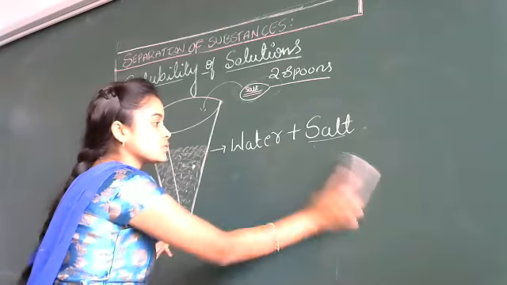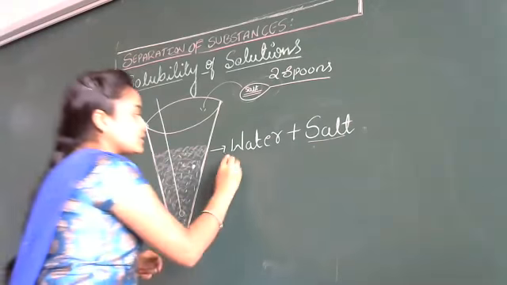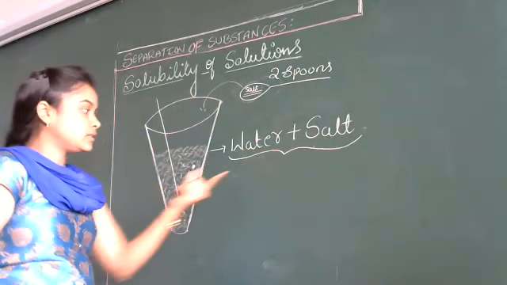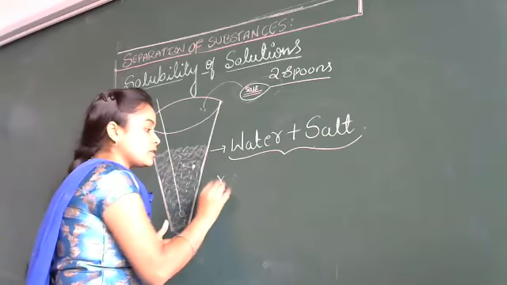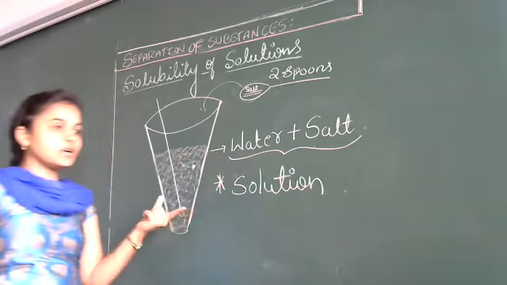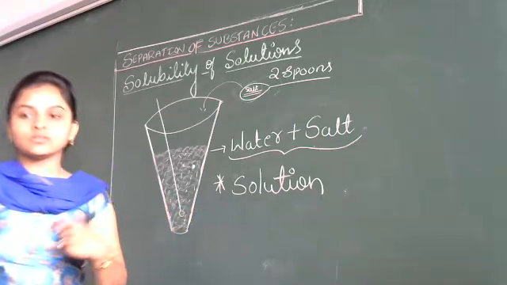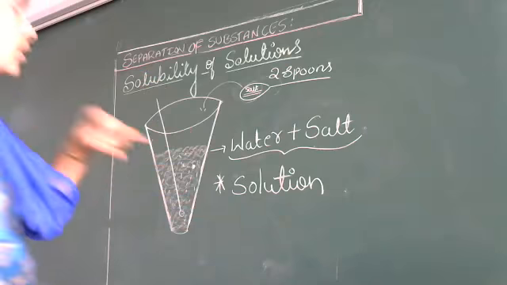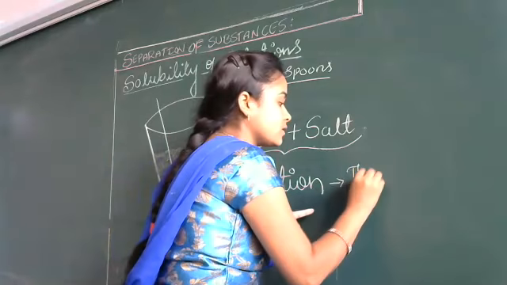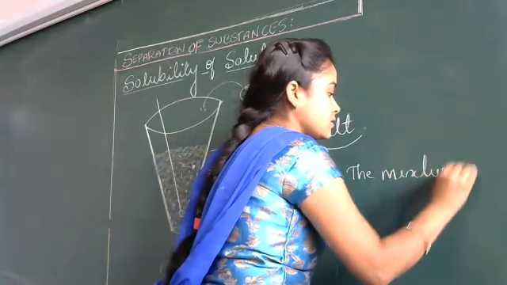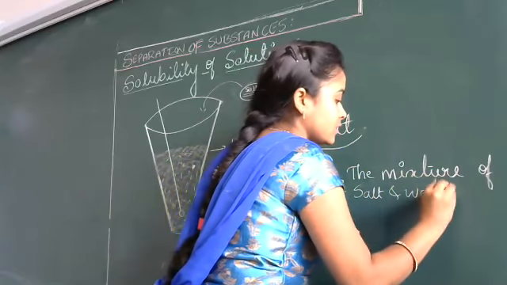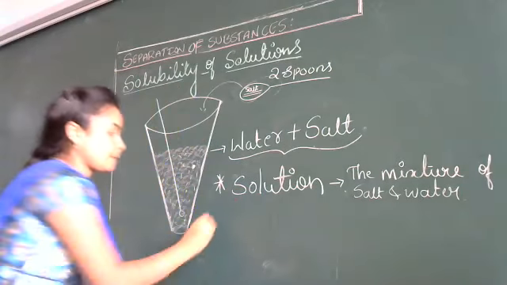Now here the three things you should remember: the mixture of water and salt, that mixture is called, first word, solution. What is it called? Solution. Solution is nothing but the mixture of water and salt. Solution is what? The mixture of salt and water. This is called solution.